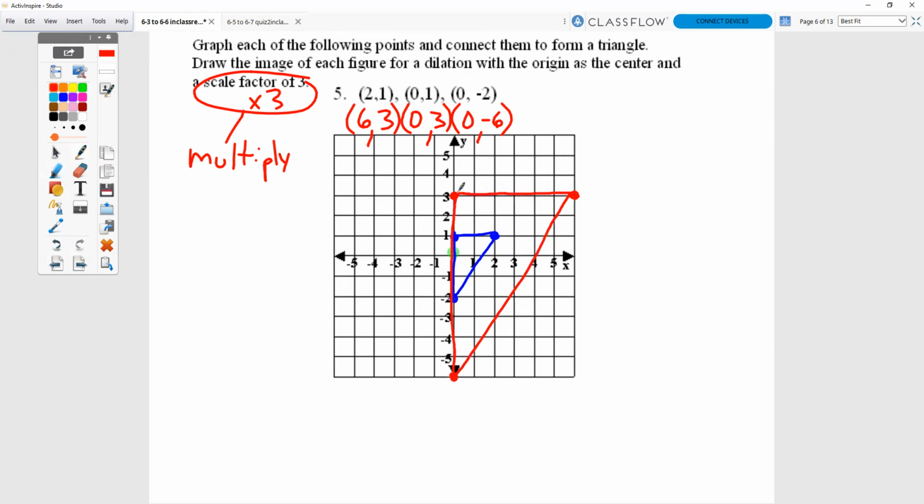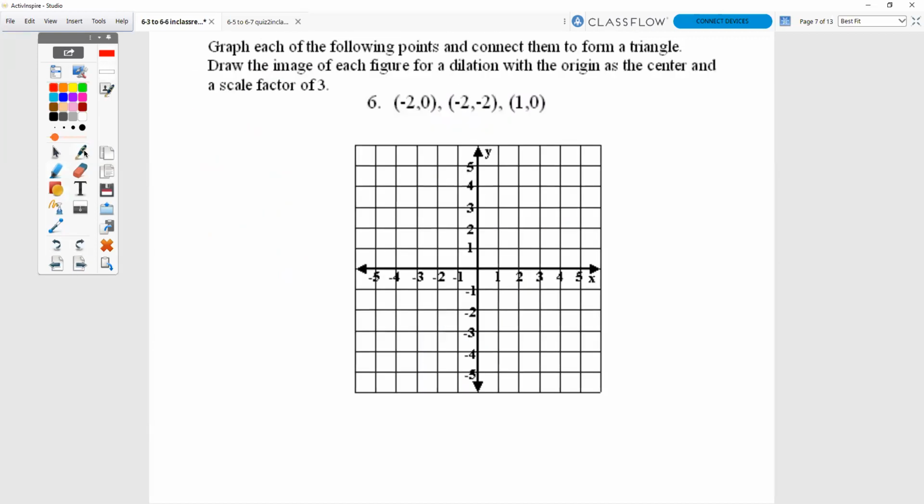Same shape, just a different size. How much bigger is it? Well, we multiplied everything by 3, so it is 3 times bigger than the original one. When I take a look at my picture, I can see that in our original picture, the top was 2 units long. Now it's 6 units long. It's 3 times bigger. It was 3 units going up and down. Now it's 9 units going up and down. So it's 3 times bigger. Don't worry about the labels on this one with A prime, B prime, and C prime. They didn't give you any letters. Sometimes they don't, so you don't have to letter it.